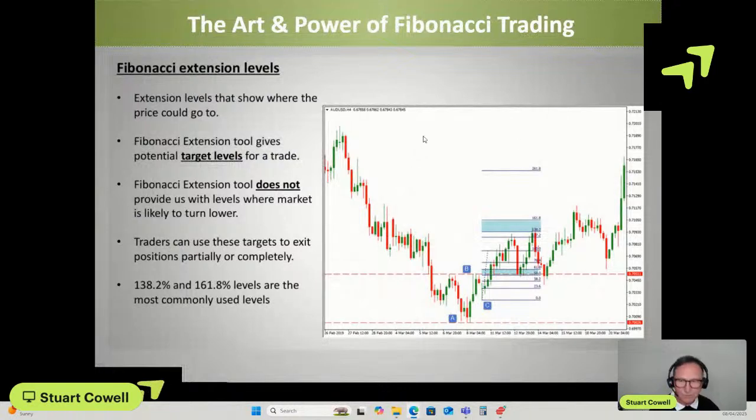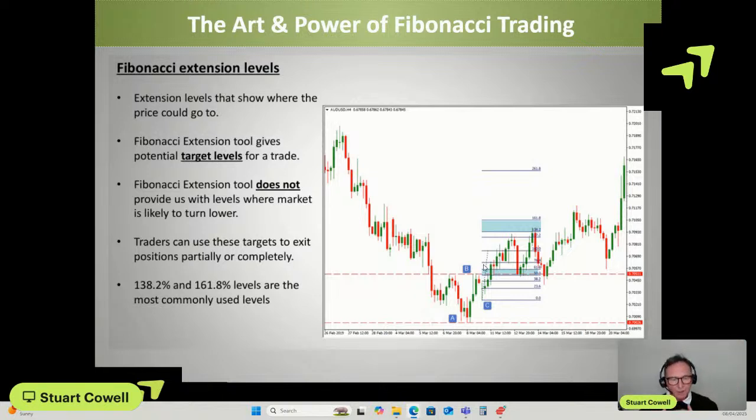What time is it? 20 minutes to the hour. Right, fib extensions. A fib extension is a little different to retracements. Extensions should be used just for target settings. It gives you a potential target level. So we've had our run, we've had a bit of a retrace, and it might then bounce higher, and the calculation takes us to the multiples that we're using.